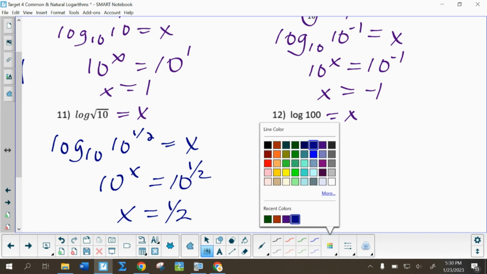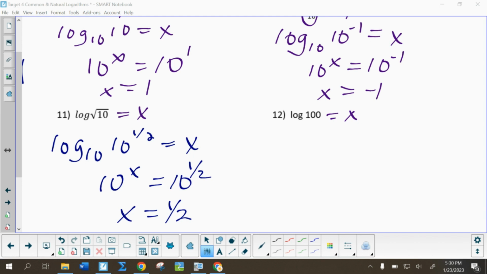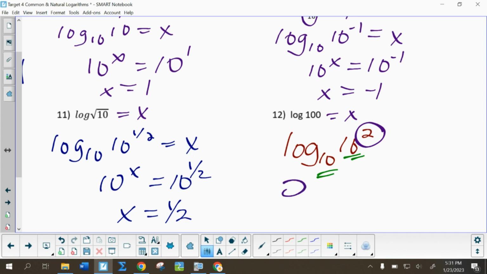Now, at some point in time, if you get good at these problems, you don't actually have to do it as an equation and you don't have to rewrite it. So I'm actually going to do this next one that way. So I'm going to think of it with base 10 and I'm going to rewrite 100 as 10 squared. If the base of the log has the same base as the argument that's after the log, then the answer to the problem is just the power. So the answer here is 2.